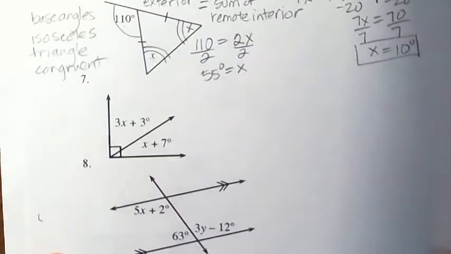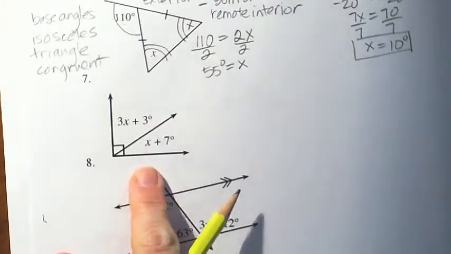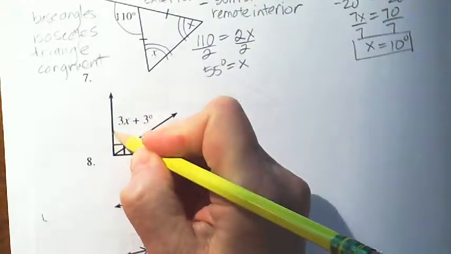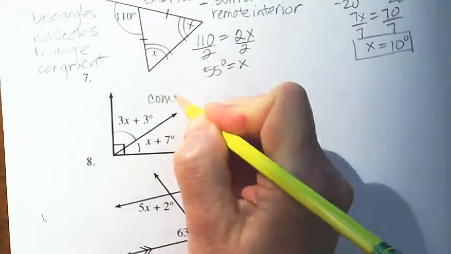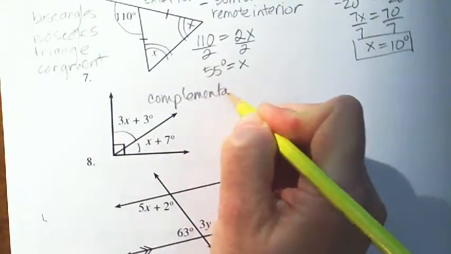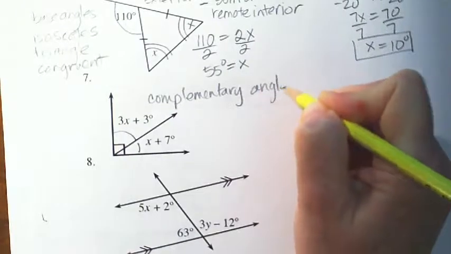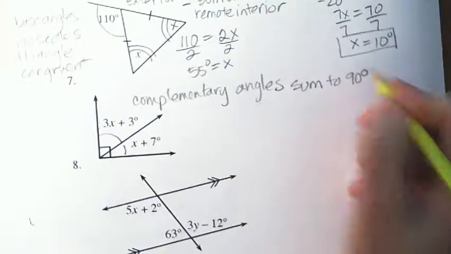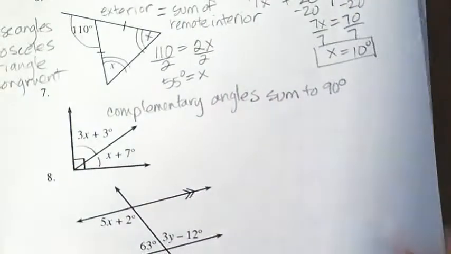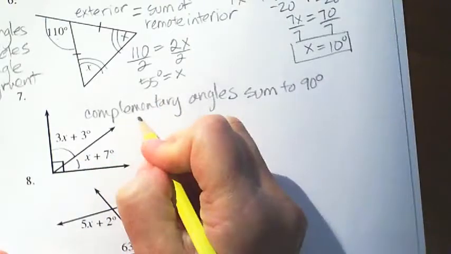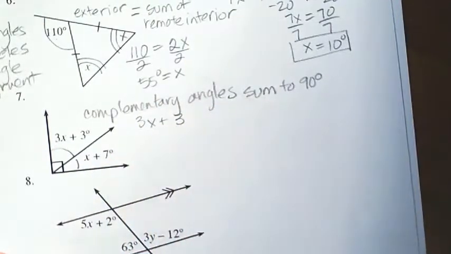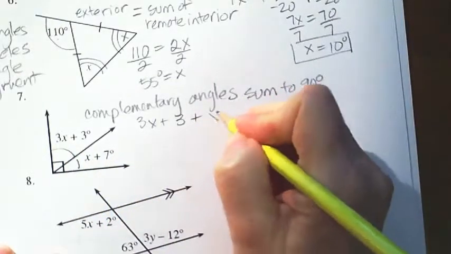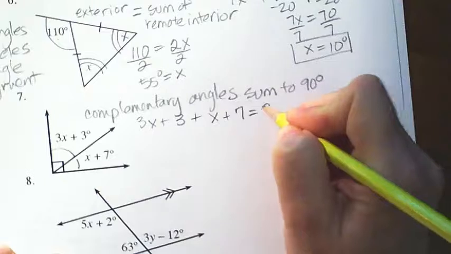Okay, number 7, or wait, this is number 8. That was number 7. Number 8, we've got a right angle. These two angles together would be complementary angles. So they sum to 90 degrees, and that means these two angles together, 3x plus 3. You can skip this first step if you want to just go straight to combining like terms, that's fine. I'm just writing it out in case anybody needs that.